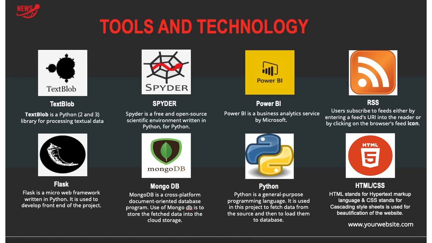The tools and technologies we have used are TextBlob, Spyder, Power BI, RSS, Flask, MongoDB, Python, HTML, and CSS. The programming language used is Python, and the IDE used for developing the scripts is Spyder. MongoDB is used to store the fetched data into the cloud storage. Flask is used to develop the front end of the project. TextBlob is a library which is used for processing the textual data. Power BI is the business analyst tool which we have used for the visualization.